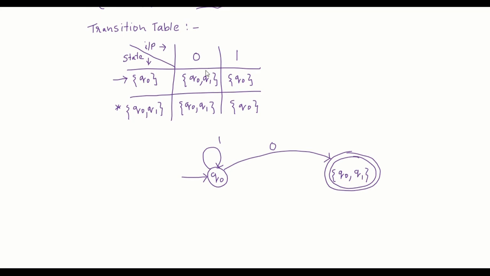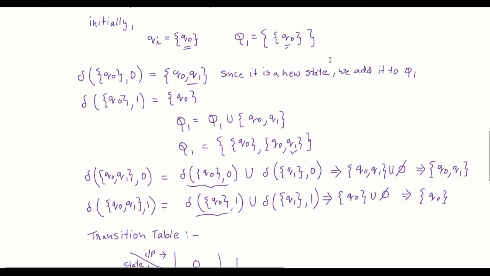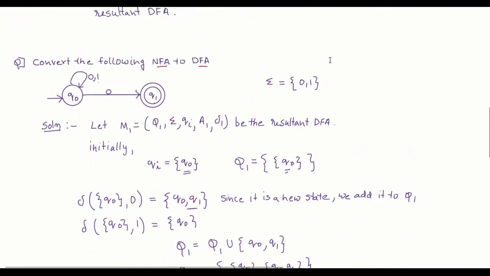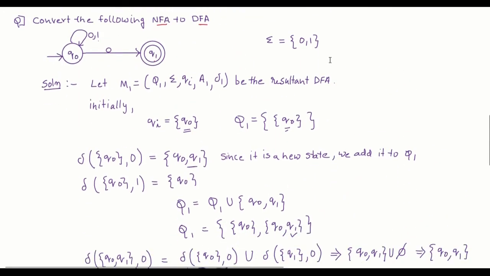Q0 Q1 on 0 goes to Q0 Q1, so from state Q0 Q1 there will be a self loop on 0. And Q0 Q1 on reading 1 goes to Q0. So this is the resultant DFA. Okay. So this is how a given problem of converting an NFA to a DFA is solved.